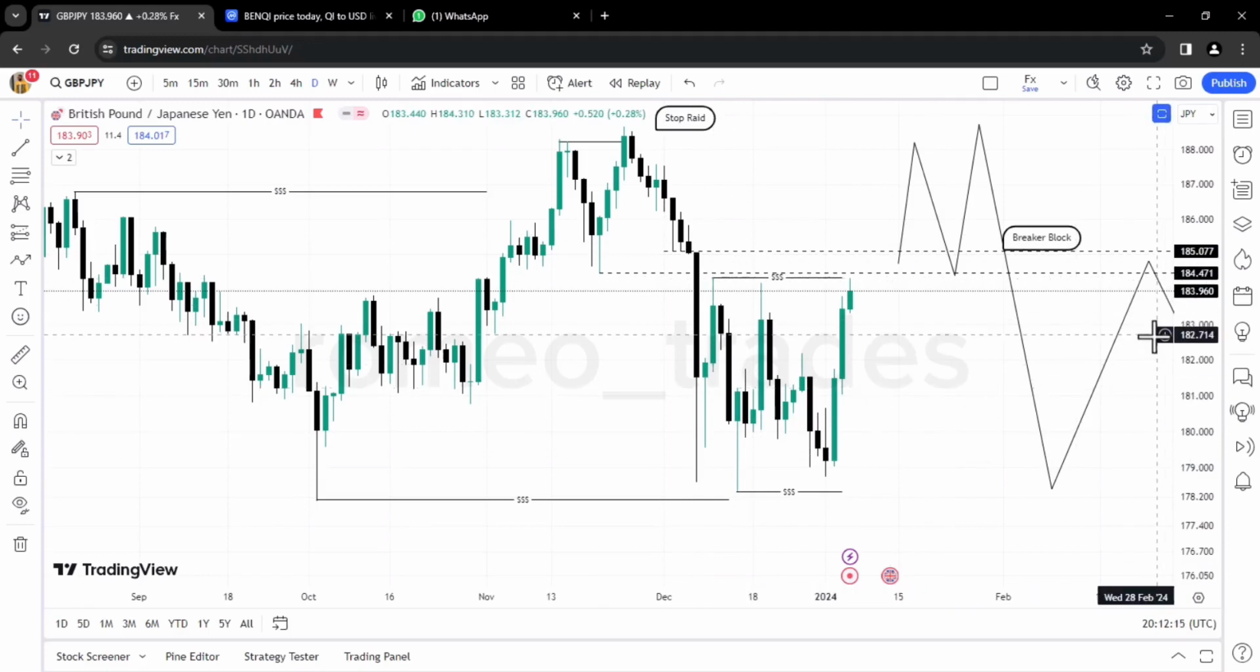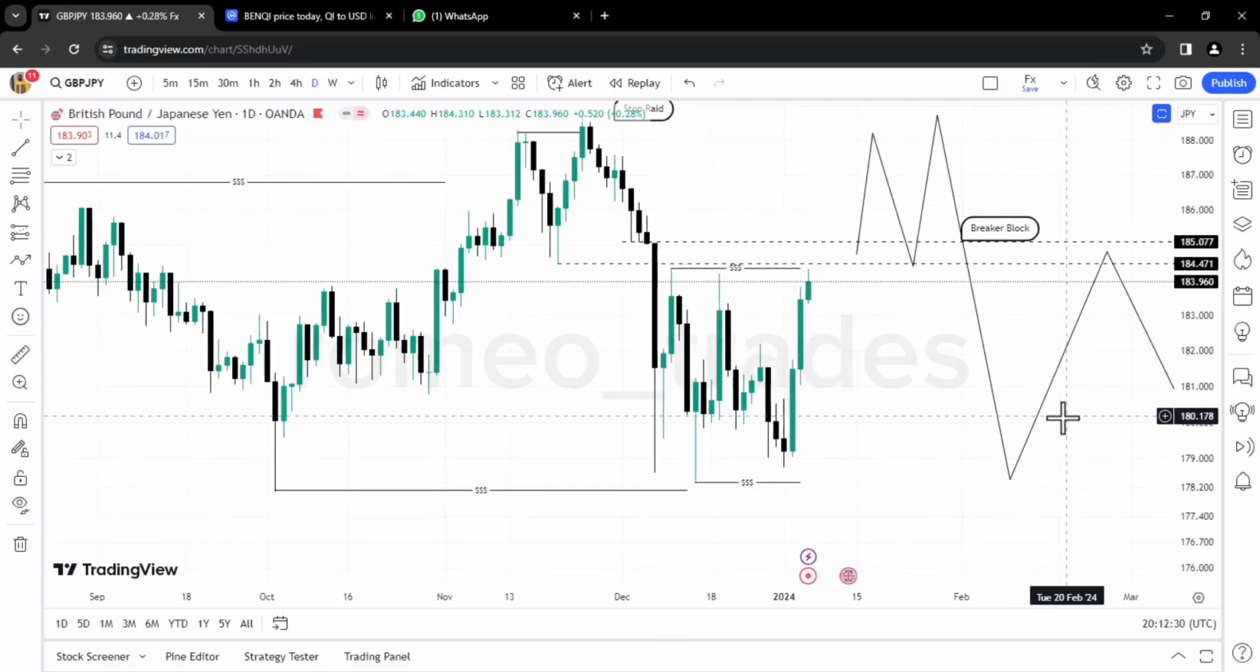This zone is 184.471 and 185.077. Those are my entries, those are my sell zones. Once I get confirmation, I'm taking a sell from there.